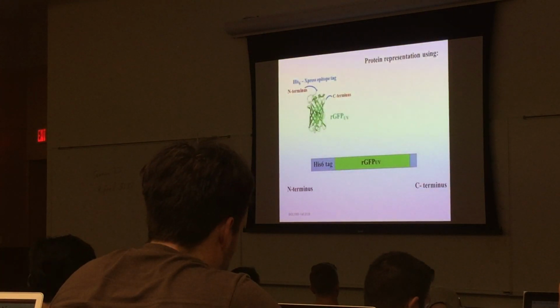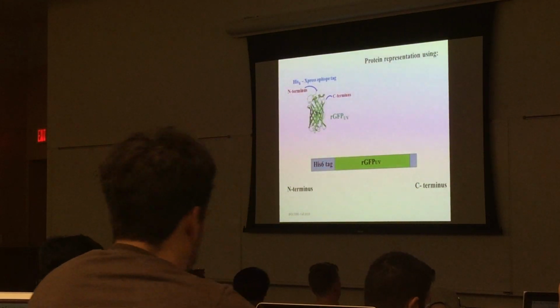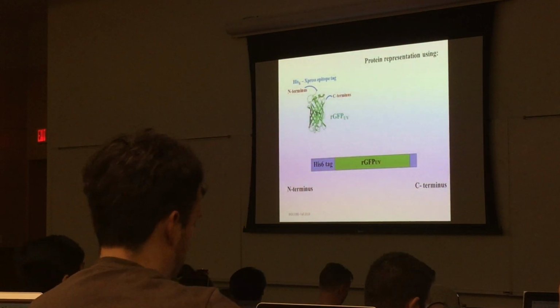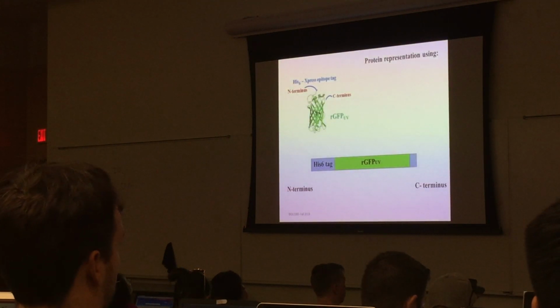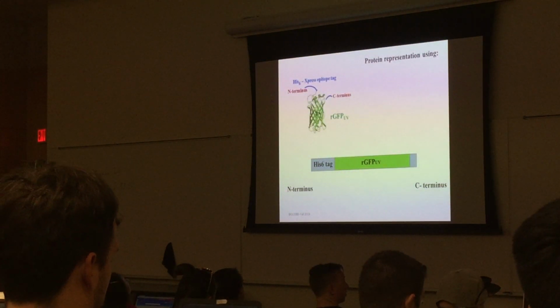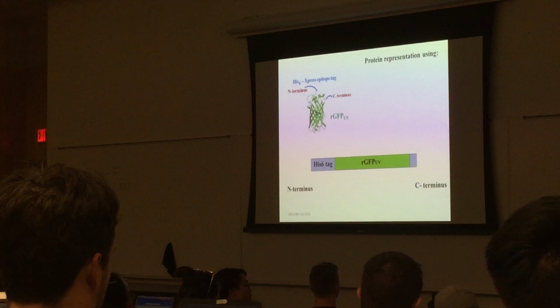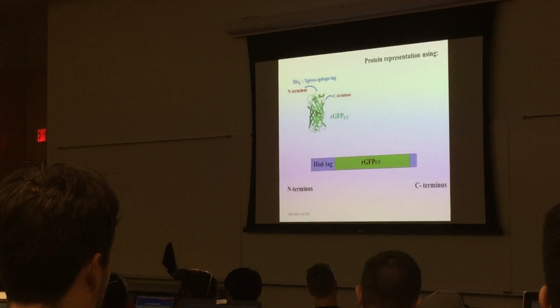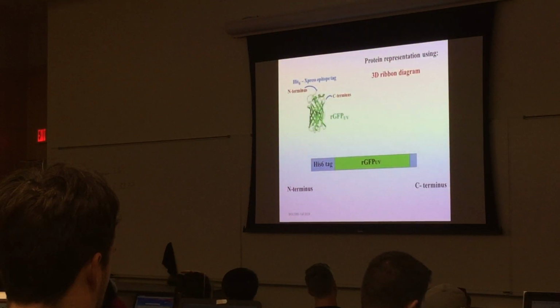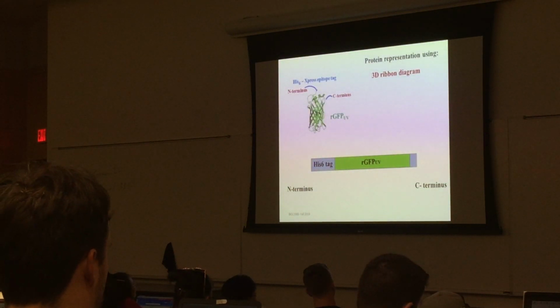So, I'm going to go through a couple series of slides to help you understand how we represent proteins. You're going to need this for a lab report question. On the left is a protein being represented in 3D ribbon diagram. That's a 3D structure, and in this case, it's being shown as a 3D ribbon diagram.